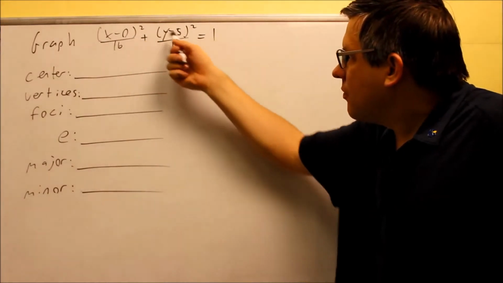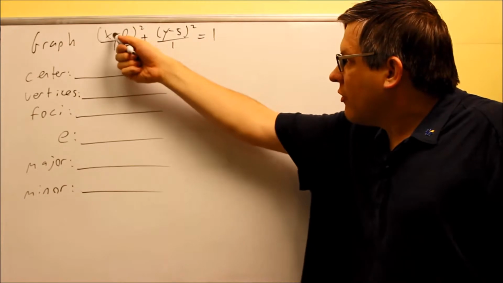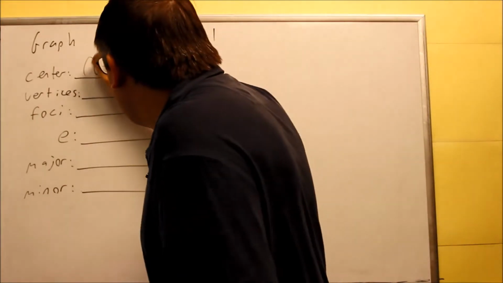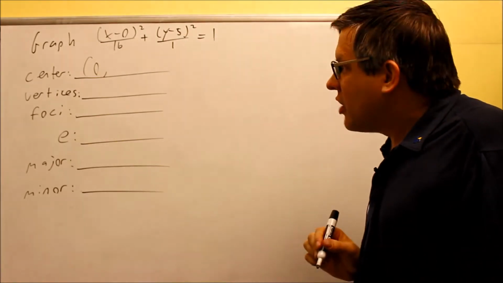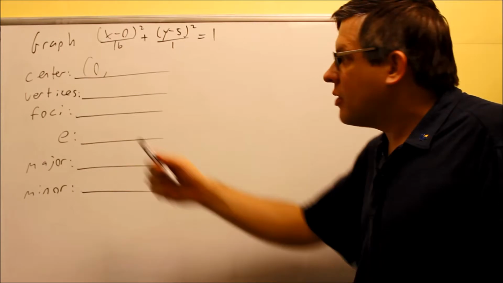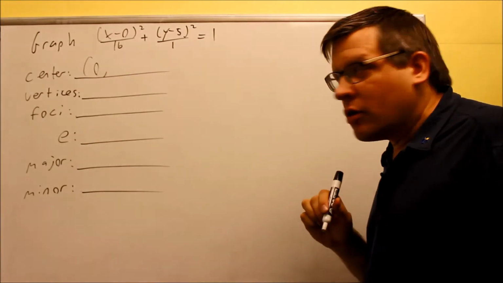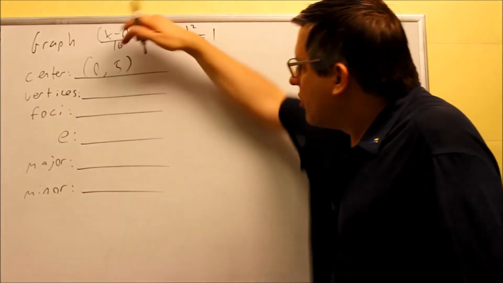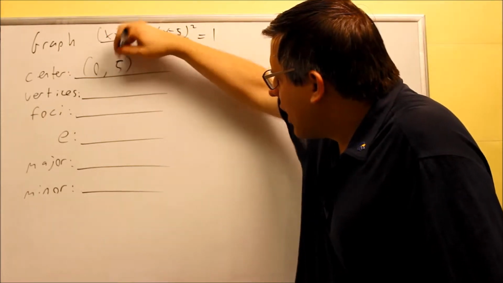So the center, because even if you have a negative or a positive there with the 0, you're still going to get 0 for the x coordinate of the center there. So if you have just a squared term by itself with no parentheses around it, you're always going to get a 0 from that particular variable. This one, you're going to get a 5. So center is going to be 0, 5. That's your h, k.